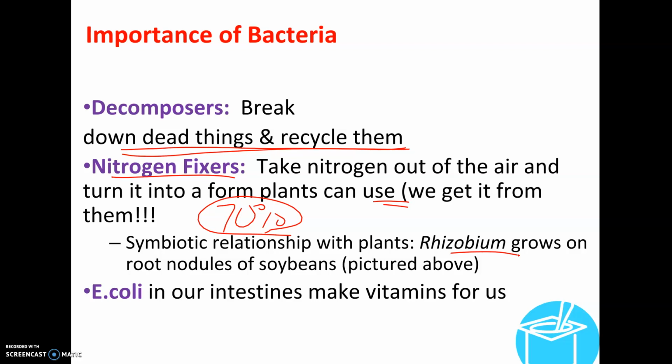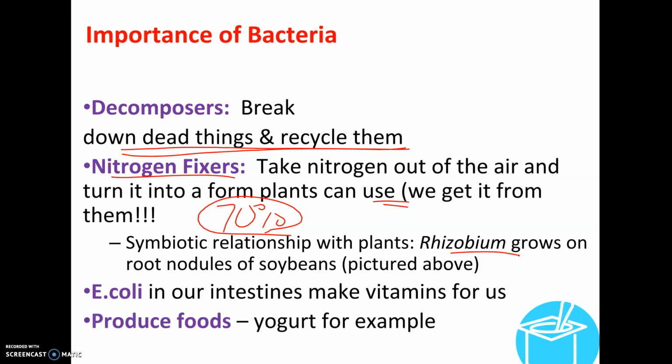E. coli in your intestines, we think of E. coli as bad, and they are if you eat them, but they actually live in your intestines naturally, and they make, I believe, vitamin K. So sometimes it's important to have bacteria on your skin to protect you, in your digestive tract to make vitamins for you, and then, of course, around us in the soil as decomposers and nitrogen fixers.